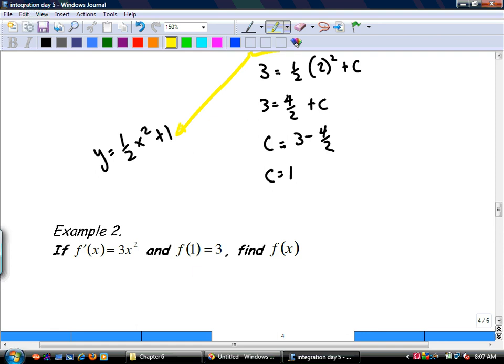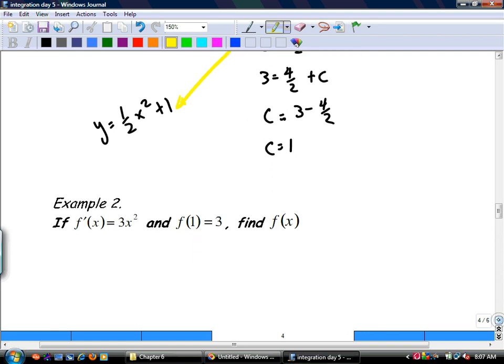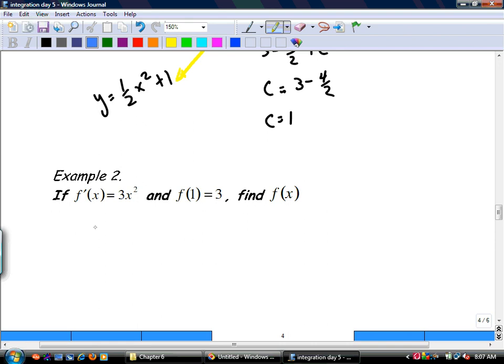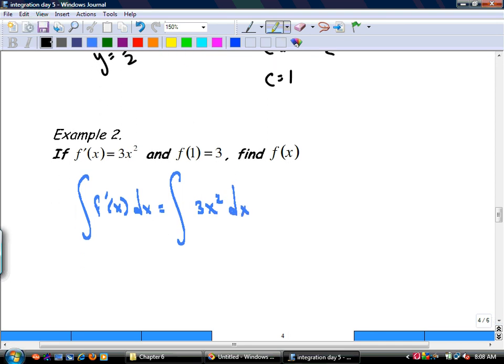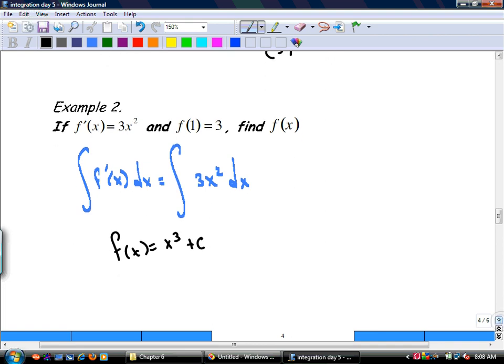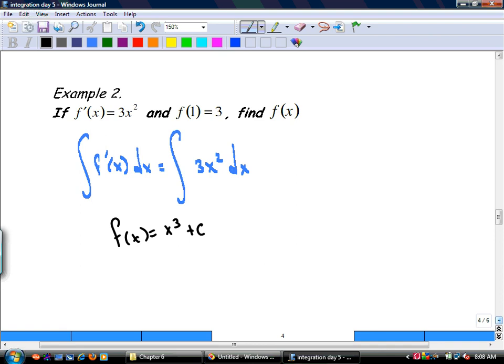Ooh, if f prime of x equals 3x squared and f prime of 1 equals 3, fine. Same thing. Take the antiderivative. The antiderivative of f prime of x is just f of x. The antiderivative of 3x squared is x cubed plus c. Substitute 1 in for x, 3 in for y. You find out that c is 2.